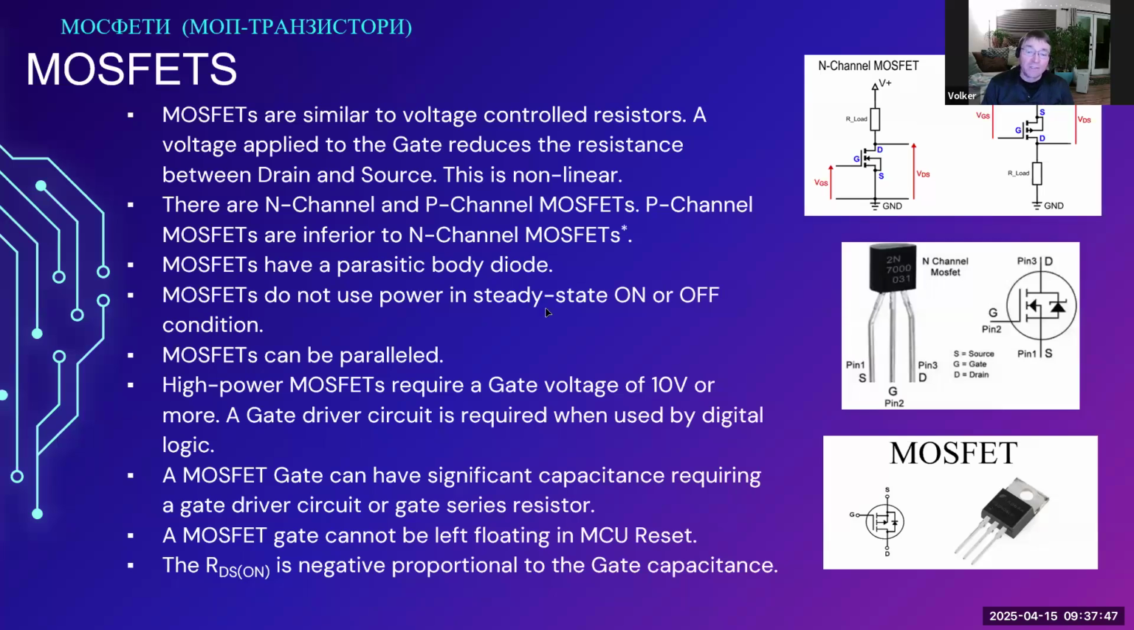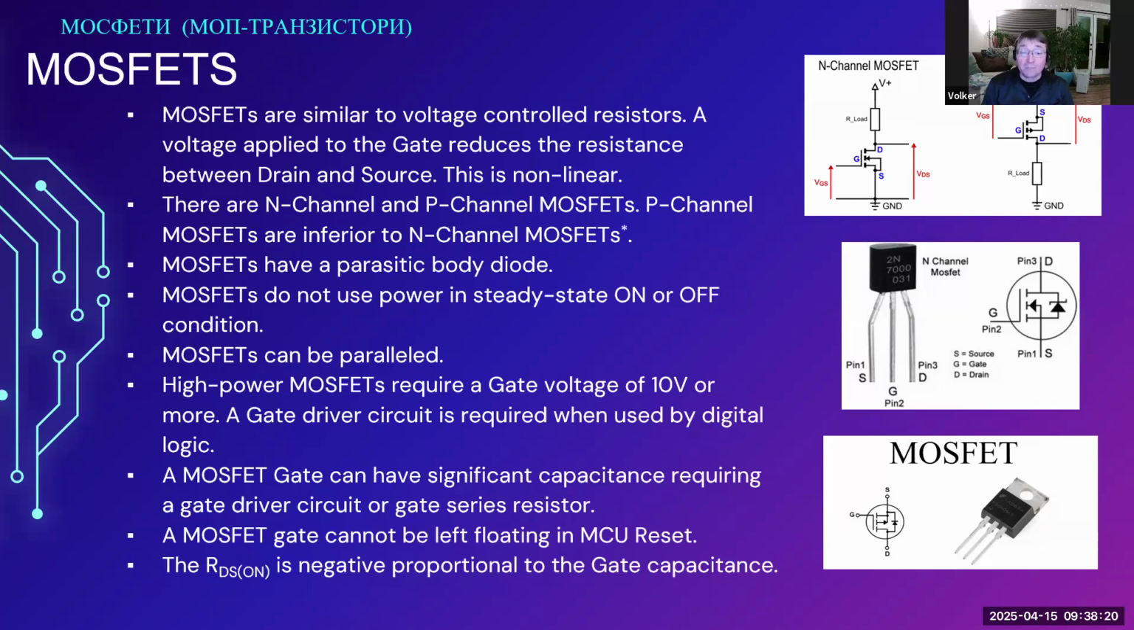High power MOSFETs require a gate voltage of 10 volts or more. The first to third generation MOSFETs needed a higher voltage than a microcontroller can provide. Even a 5-volt microcontroller cannot provide the voltage required to fully switch the MOSFET. So some sort of gate driver is required.